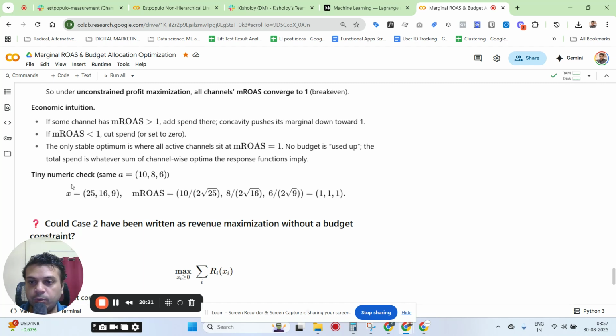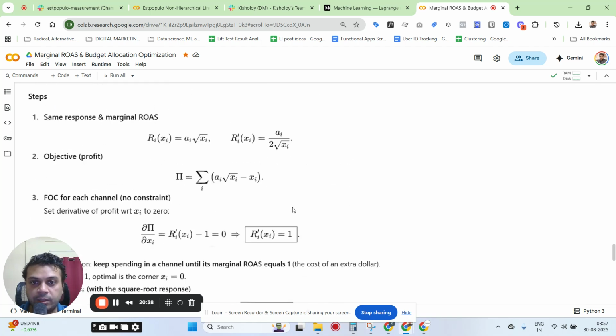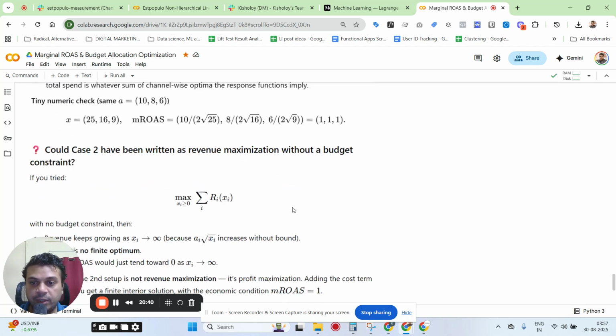You can actually use this little tiny numeric check as well, where you provide the a values, the different coefficient values. As you can see, for these different coefficient values and different x values, the mROAS values actually become 1, 1, 1 under this condition where there is no budget constraint.